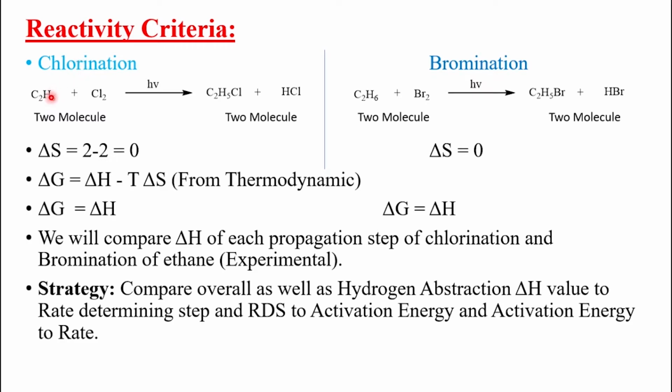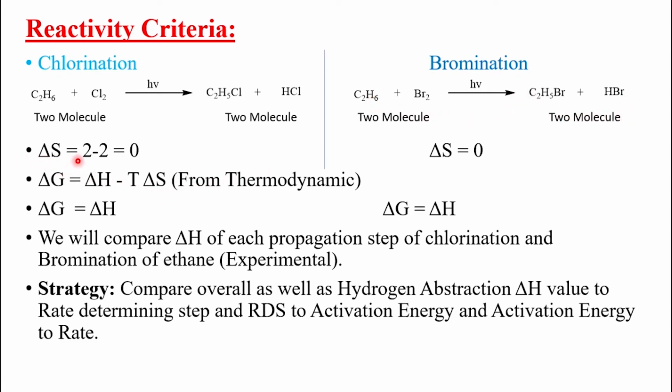In ethane molecule, chlorination of ethane gives ethyl chloride, while bromination of ethane molecule gives ethyl bromide compound. So change in entropy is what? Number of product molecules minus number of reactant molecules. So you can see here in the reactant there are two molecules, and in the product there are two molecules. Similarly here in bromination process, two molecules in the reactant and two molecules in the product.